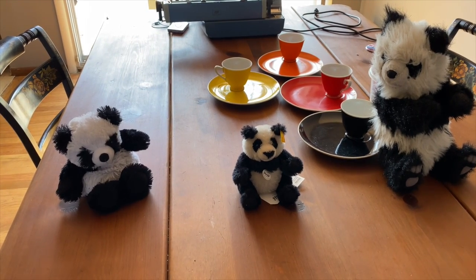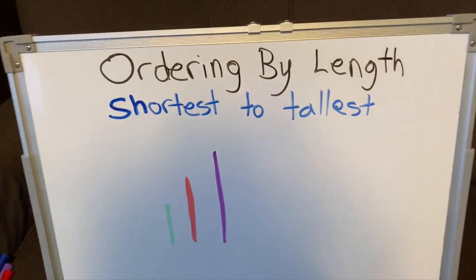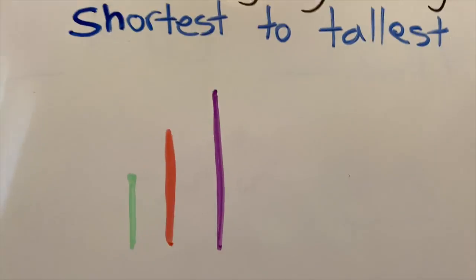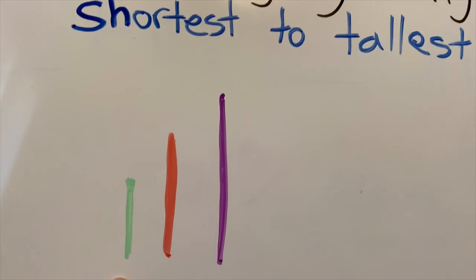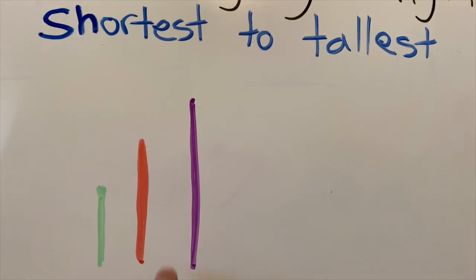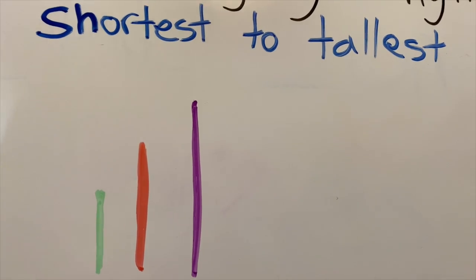To figure this out, let's take a look at the whiteboard. So we've got three lines here on the whiteboard, from shortest to tallest, and that's how I put them. The green line is the shortest, you can see it's the smallest, and the one in the middle is red, and then the tallest is the purple one. So right now they're ordered from shortest to tallest.